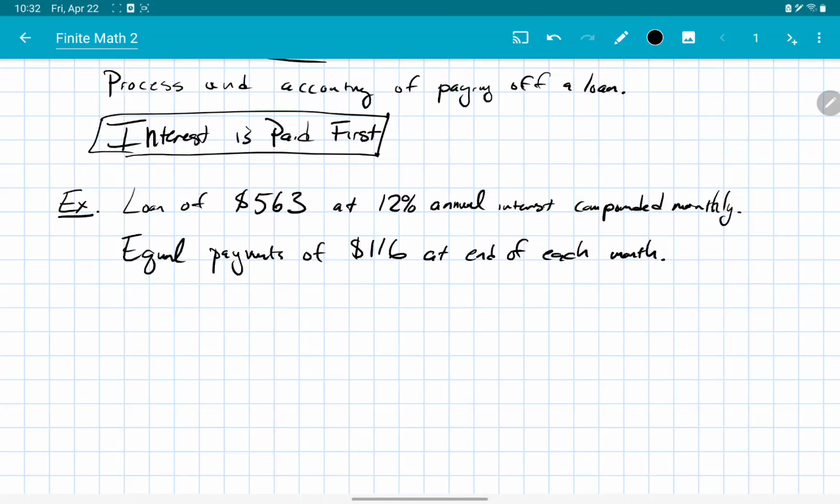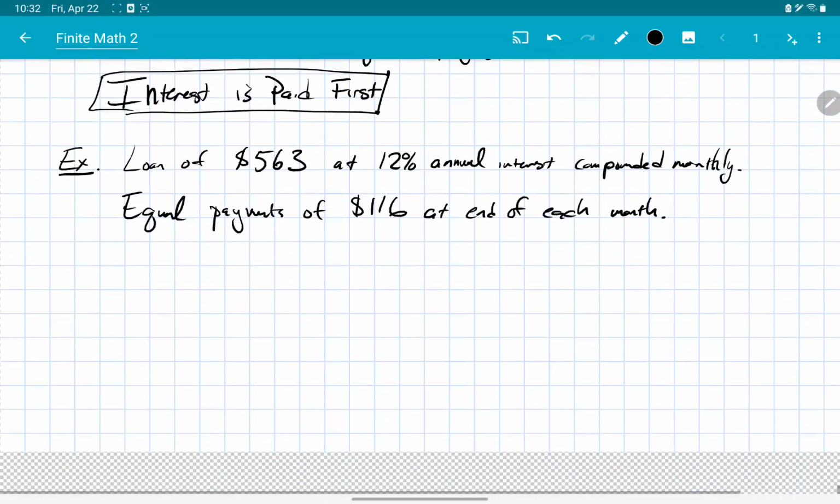Okay? Now, there's no rule that you have to make equal payments, but that's usually how people like to pay back loans. They get paid monthly, and so they want to budget monthly, and they want to pay an equal amount each month. So here's how it works.